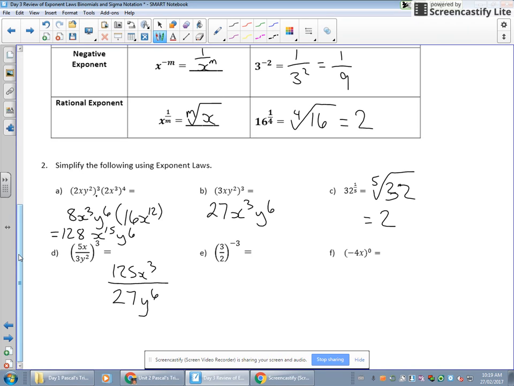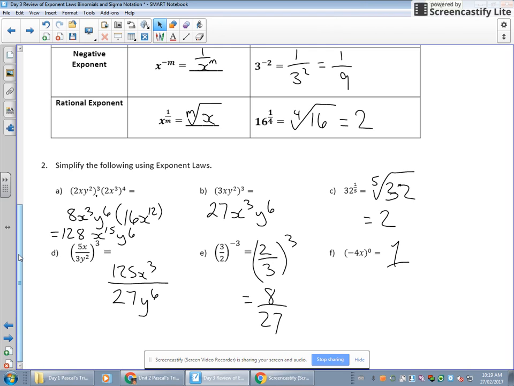Okay, we have a negative exponent here. So what we need to do is we take the reciprocal of our base. So that becomes 2 over 3 cubed, and that's just 8 over 27. And finally, anything to the power of 0 is just 1. All right, so that's our first page.